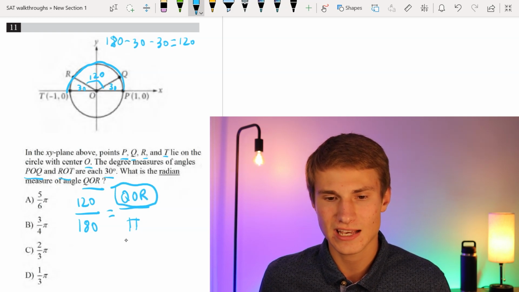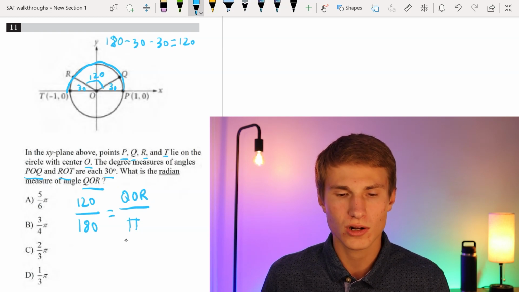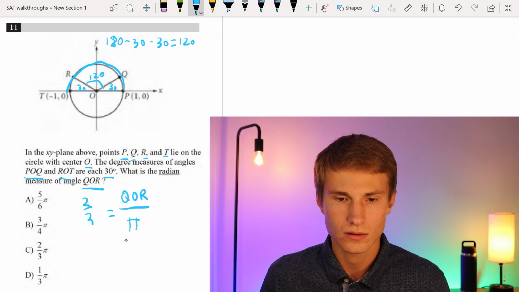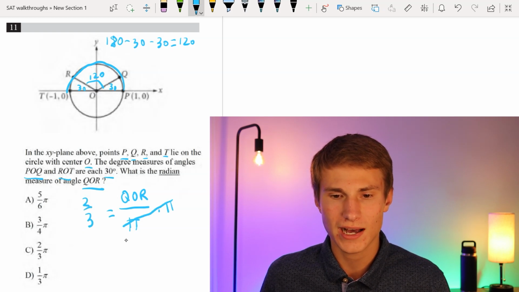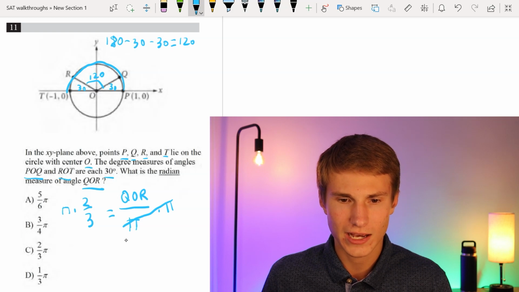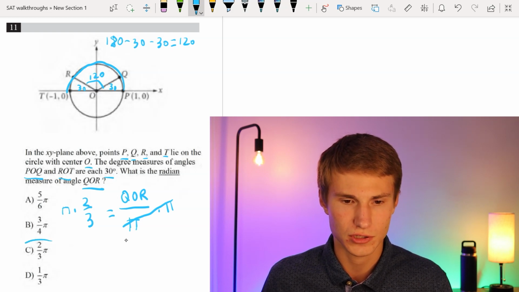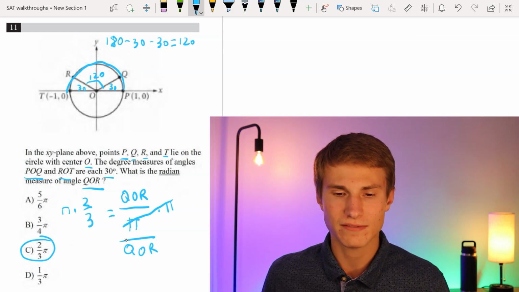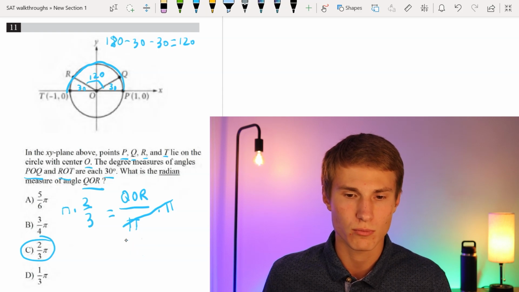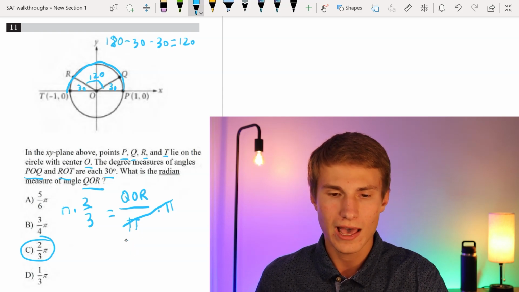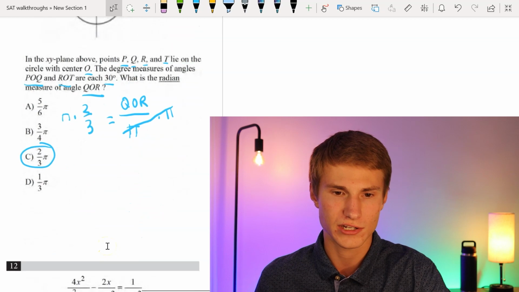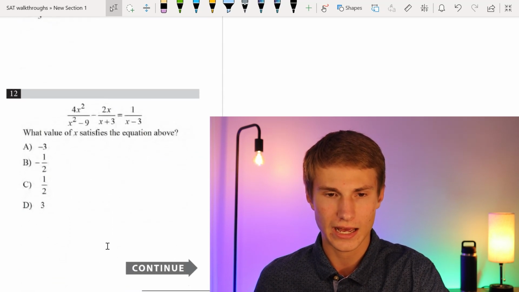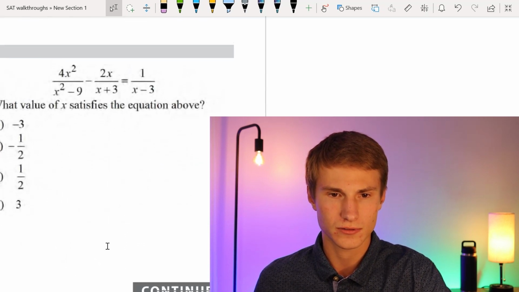I did that because it's going to save me time, because as you can see, 120 over 180, I can simplify that down to 2/3. Then all I got to do is multiply each side by pi. And now I've got 2/3 pi as my answer for the value of QOR. So you see my answer is going to be C. Now if I had put QOR in my denominator of that ratio, I'm going to have to end up taking at least like 2 or 3 more steps, and it's just going to slow me down. So anytime you have a variable you're trying to solve for, put it in your numerator in a ratio like that. Okay, all right, now we got number 12.